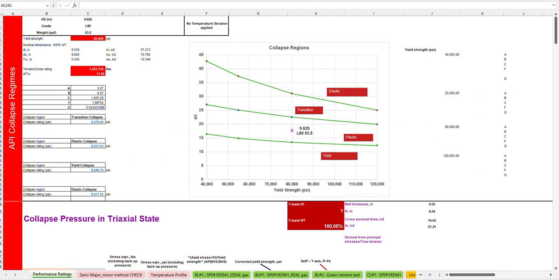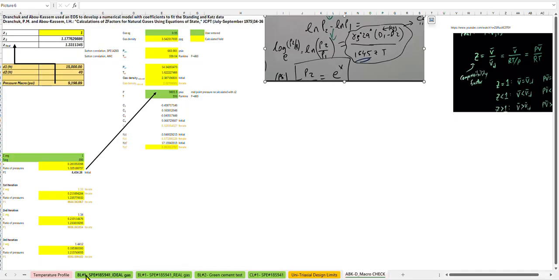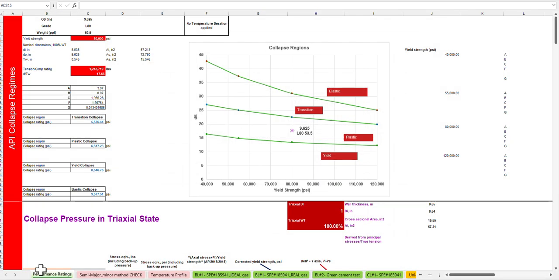It has a couple of tabs here. So it has the performance rating tab. It has the burst load tabs, of course, to calculate the profile of the burst load and the collapse load, whatever loads you have. And then I have the design limit plot. All right. So let's start with this performance rating tab.